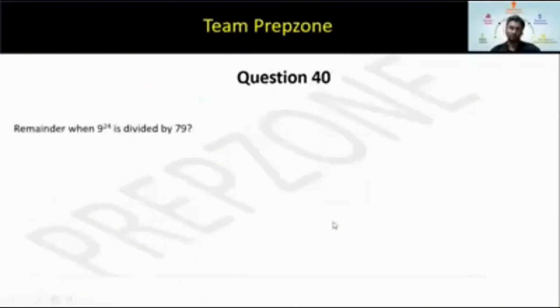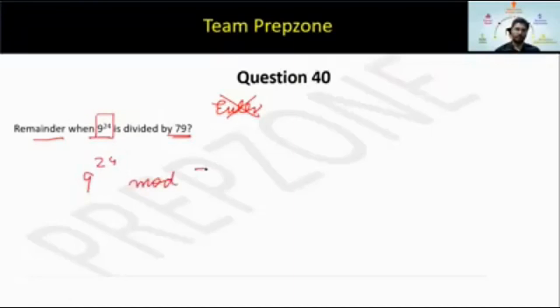So the first question for today is: what is the remainder when 9 to the power 24 is divided by 79? Right now, I am unaware of Euler. There is nothing called Euler's theorem. Do this question by the simple method. I'm asking 9 to the power 24 mod 79. Calculate it by the simplest of the methods. Let's see, what is the simplest way to do it?